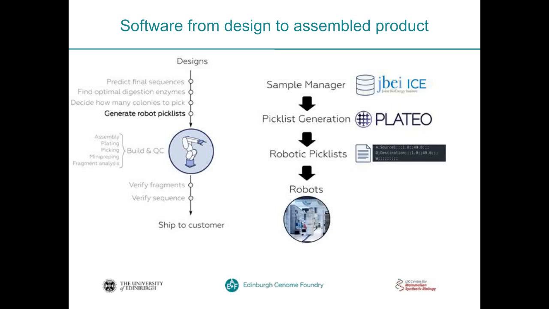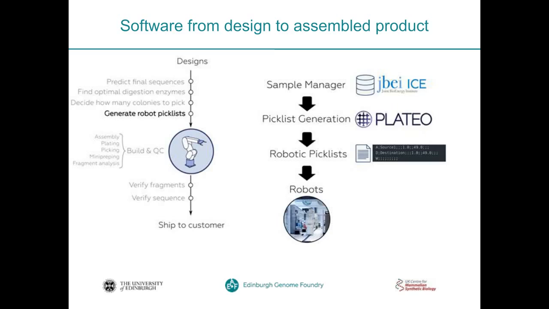So for instance, if you have 96 assemblies to do on a plate, and if you have 15 parts for each assembly on average, then you have around 1,500 liquid transfers to perform. So you list them, and then we export that list in machine format, either Tecan, Evo, or Echo, and we send that list to the robots.